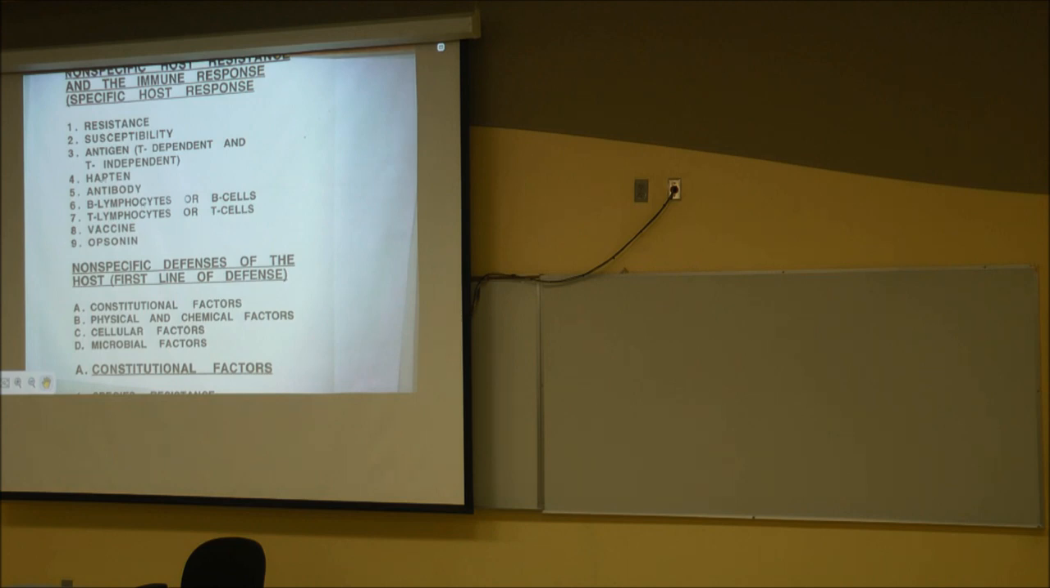So, hapten. Just kind of off subject: how do you have an immunity to poison ivy? What's the difference on your skin? Like, if you brush against poison ivy, you don't break out.